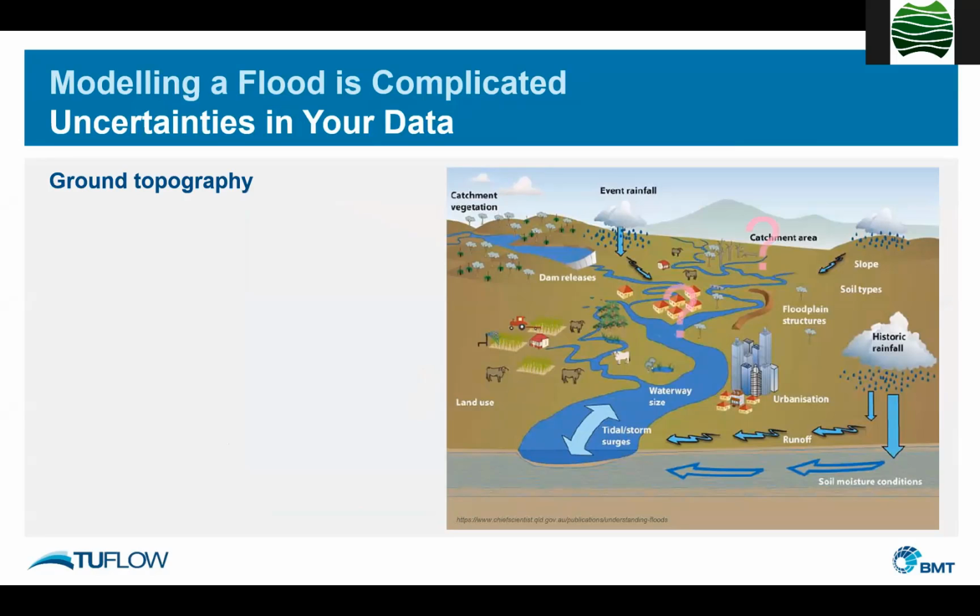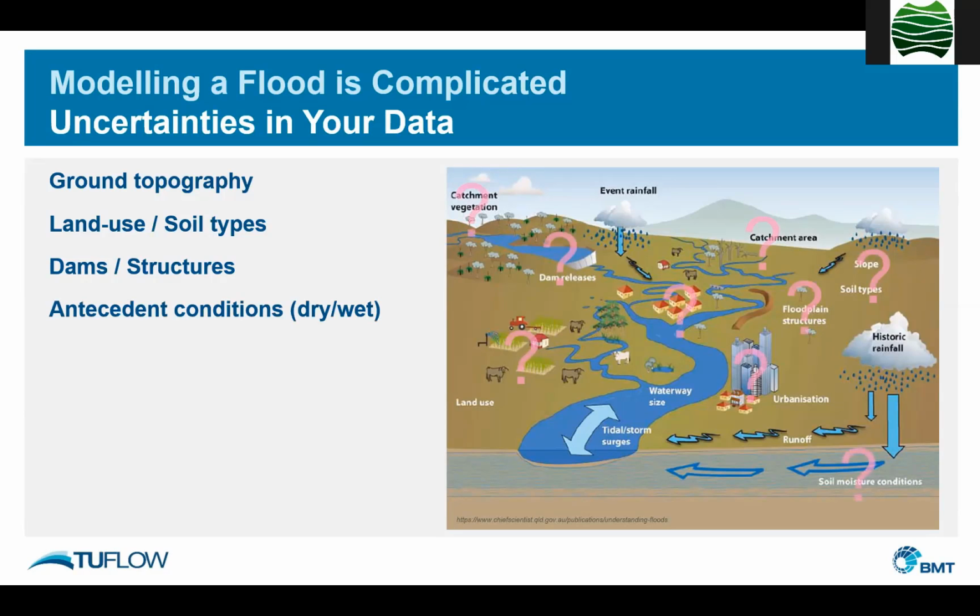You've got uncertainties in your ground topography data. It could be land use, soil types. If you're feeding those in, how accurate is that data? And dams and structures, do you have those surveyed properly? Do you have the crest levels or survey of a levee bank surveyed well? It goes on and on and on. Your conditions, whether they're dry or wet, and how are you representing those? And a big one, of course, is rainfall variability. That's a highly uncertain one as to how your rain actually falls on the ground. And the list can go on and on and on.